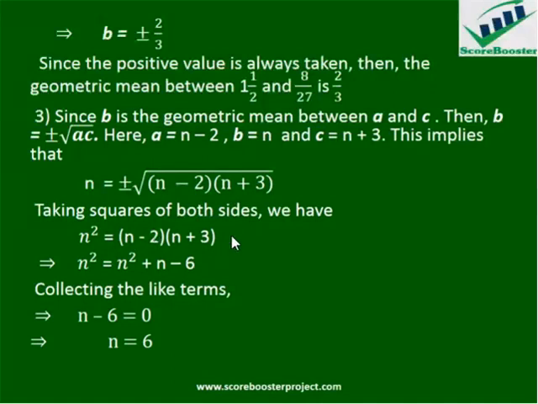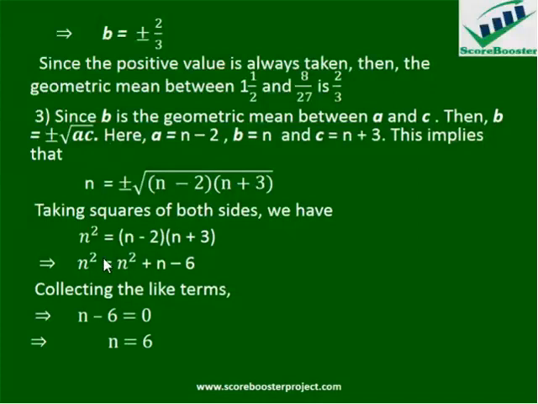So we open this bracket. We have n squared equals n multiplied by n gives n squared, n multiplied by positive 3 gives positive 3n, negative 2 multiplied by n gives negative 2n, negative 2 multiplied by positive 3 gives minus 6. So we have n squared, positive 3n, we subtract 2n from positive 3n, we have positive n, minus 6. So now we collect like terms.